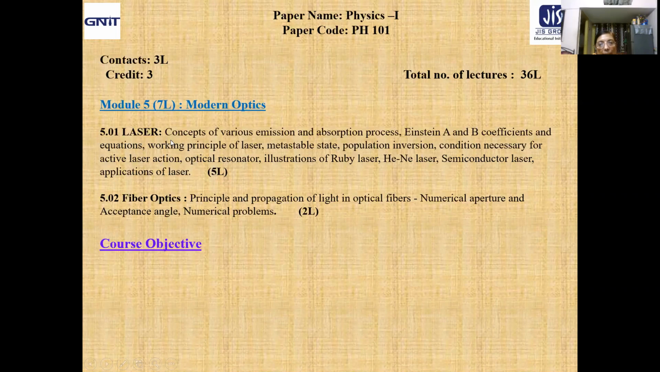Let us check what is there. The concepts of various emission and absorption processes, Einstein's A and B coefficients and equations, working principle of laser, metastable state, population inversion, conditions necessary for active laser action, optical resonator, illustrations of ruby laser, helium neon laser, semiconductor laser, applications of laser. Obviously, numerical problems will be included here too. The total number of lectures allocated here, as already mentioned, is 5.